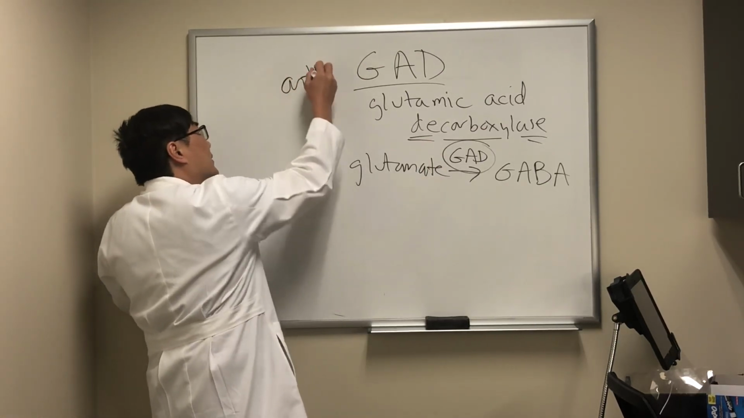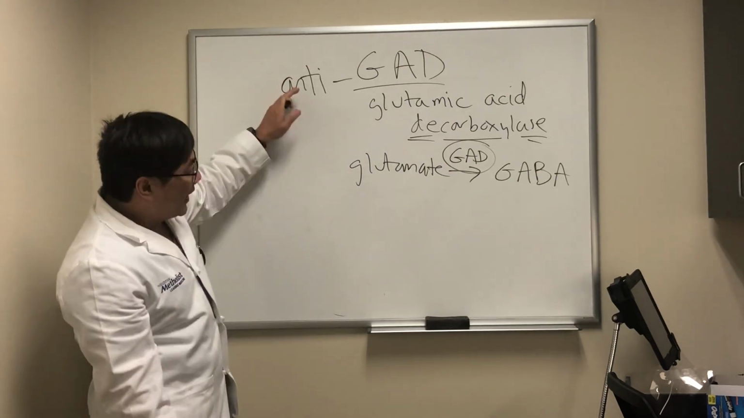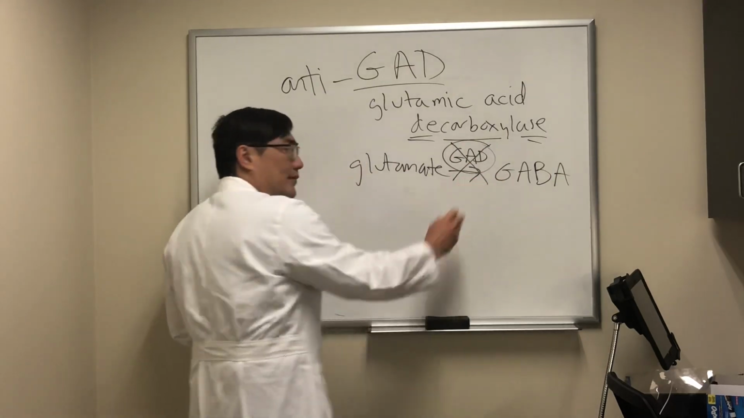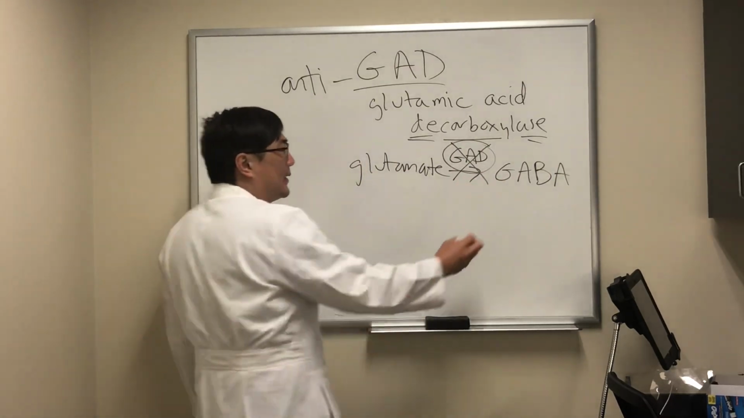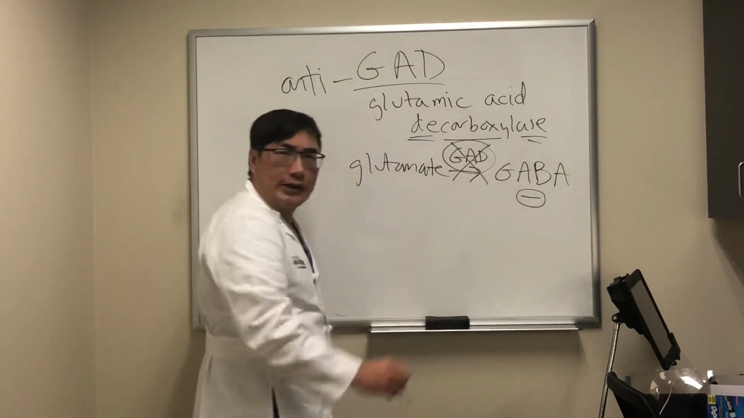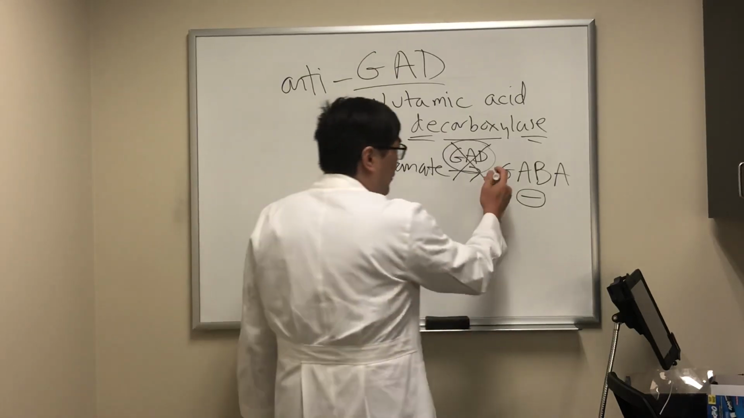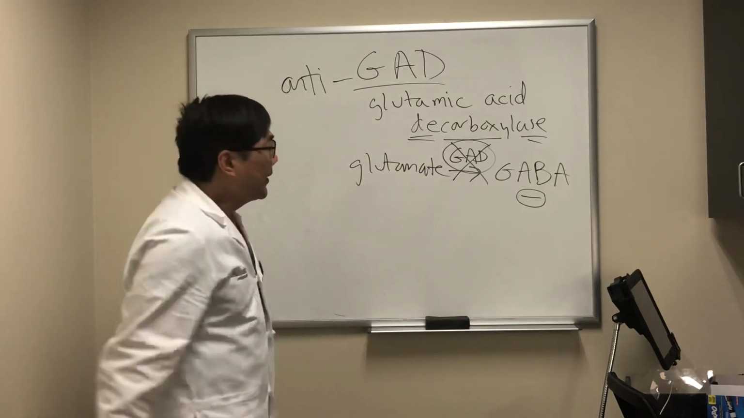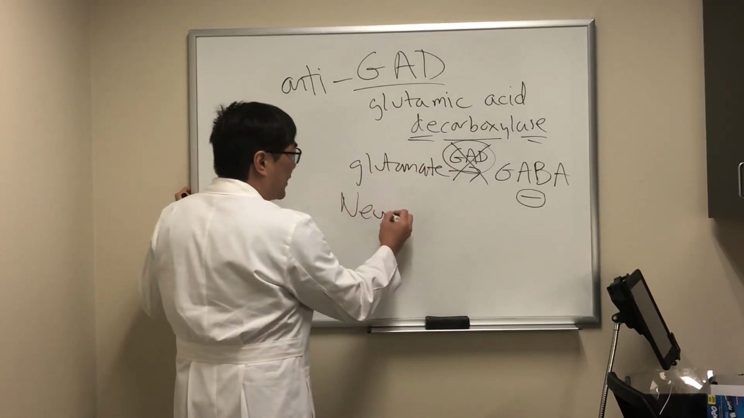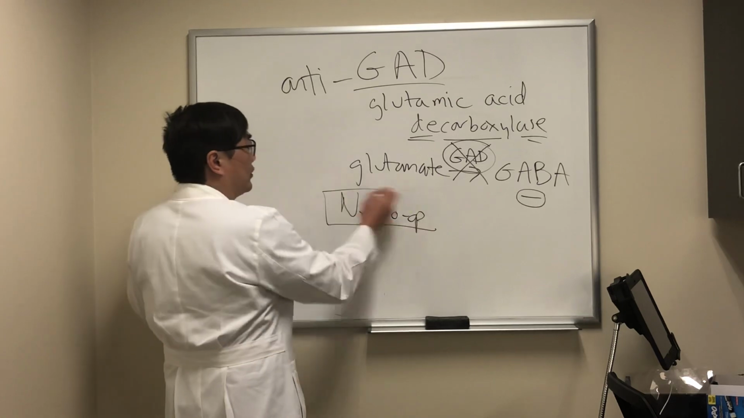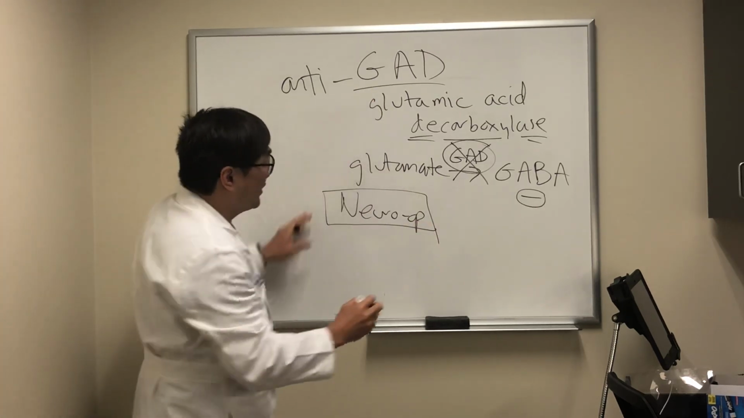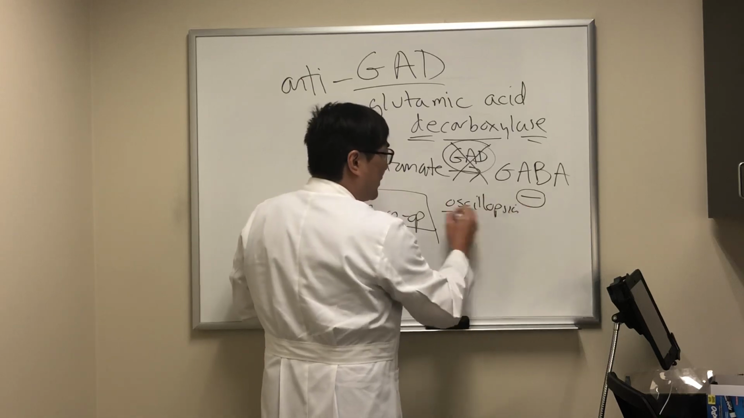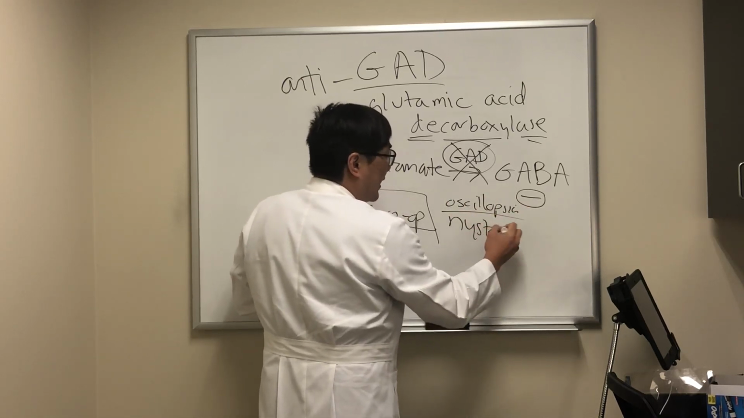antibodies against GAD. So if you have anti-GAD antibody, you are blocking the conversion of glutamate to GABA. And because GABA is an inhibitory neurotransmitter, if you inhibit the inhibitor, you'll get excitatory phenomenon. And so for neuro-op, the kinds of things that we see in patients who have anti-GAD antibody are oscillopsia, and that's the sensation that things are jumping because your eyes are jumping, and that's nystagmus.